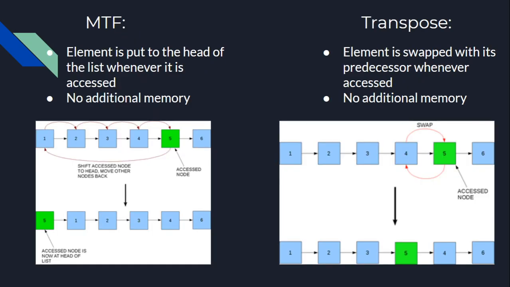The move to front method moves any accessed or searched element to the front or head of the list. Additionally, it does not require any extra memory. Similarly, the transposition or transpose method does not require any extra memory, but rather than move any accessed or searched element to the front of the list, it merely swaps it with its predecessor in the list. Over time, any elements that are overly accessed will be swapped until they are close to the front.